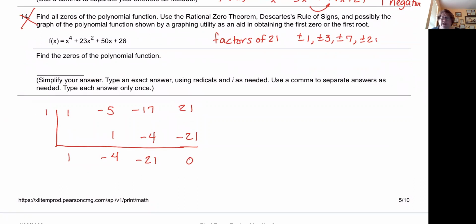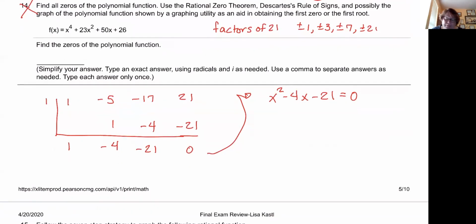Now the third row in my synthetic division is going to give me my quadratic equation. If 1 is a 0, x minus 1 is one of the factors of this polynomial. So this quadratic down here is the other factor. So I'm just going to write that quadratic, and I'm going to set it equal to 0. That'll help me find the other 2 zeros. You could certainly use the quadratic formula on this. It is factorable, which is what I prefer. If I can factor it, I'm going to factor it instead of using the quadratic formula, because the quadratic formula has lots of places where you can make errors.